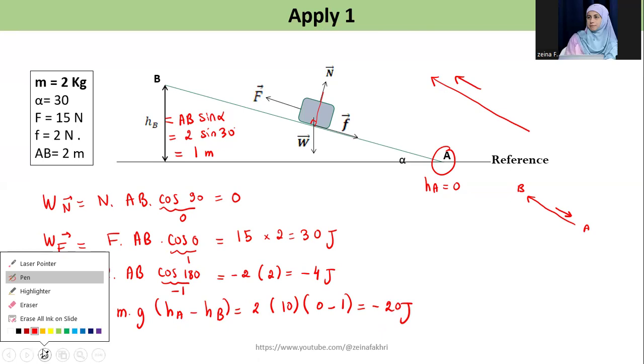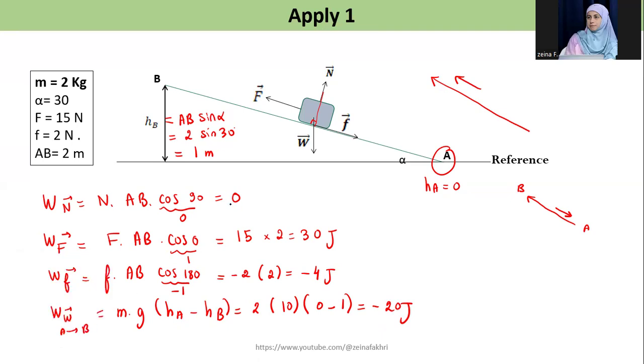Now, we have to indicate if it's motive or resistive. Here, for the normal, we don't have work. Here, since it's positive, it's a motive work. Here, since it's negative, it's a resistive work. It's resisting the motion. And here, since it's negative, it's also a resistive work.